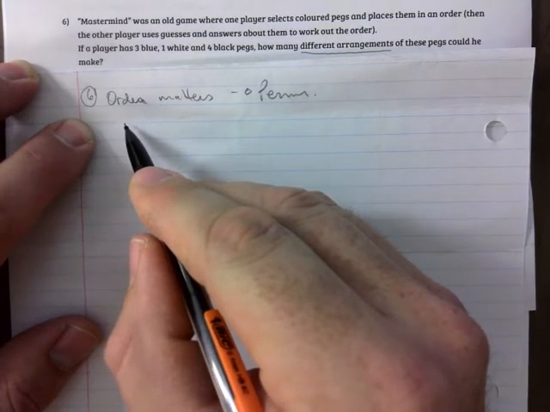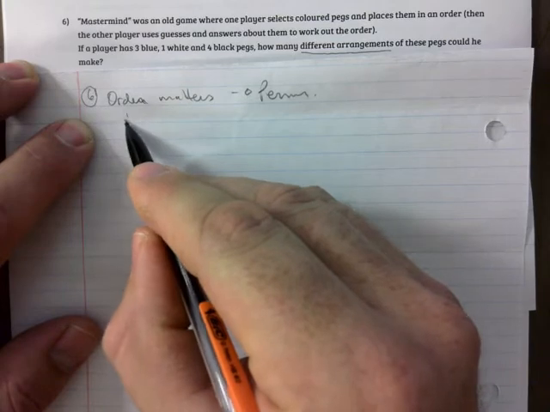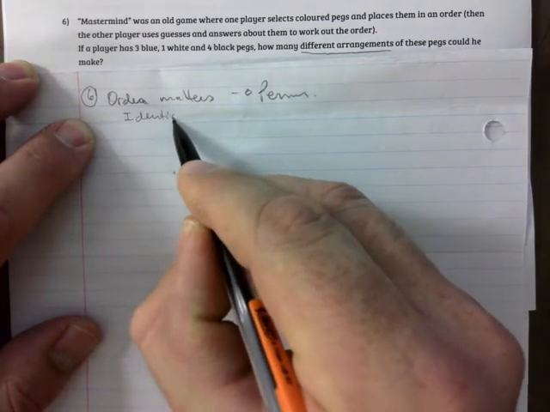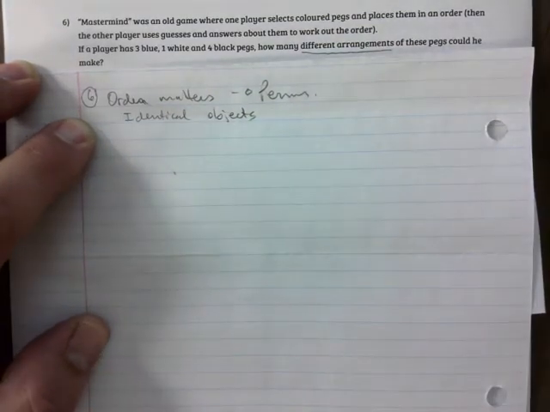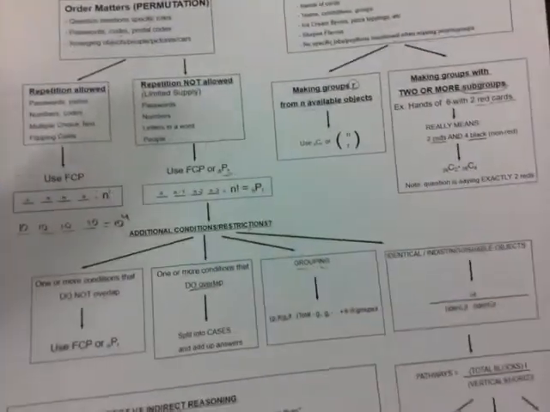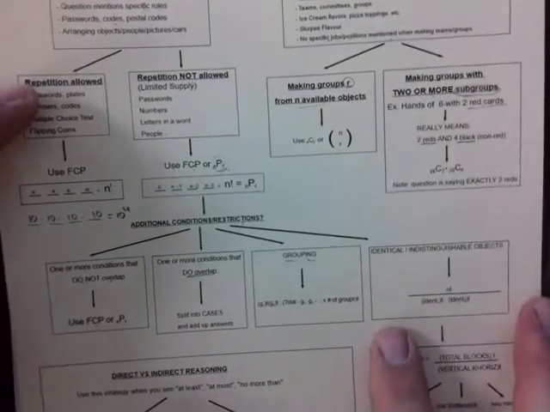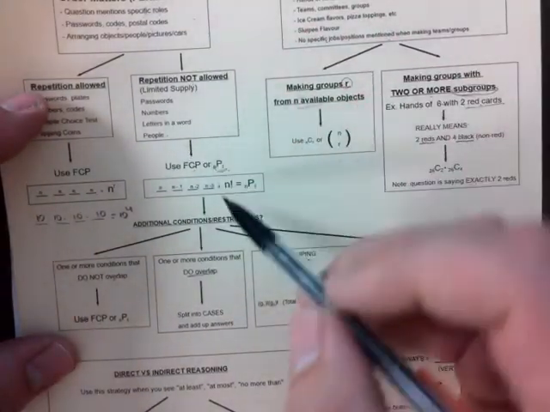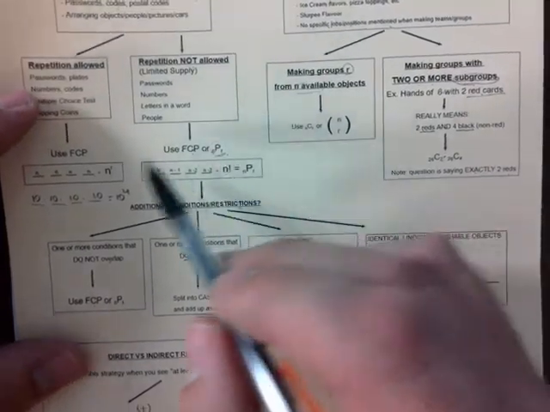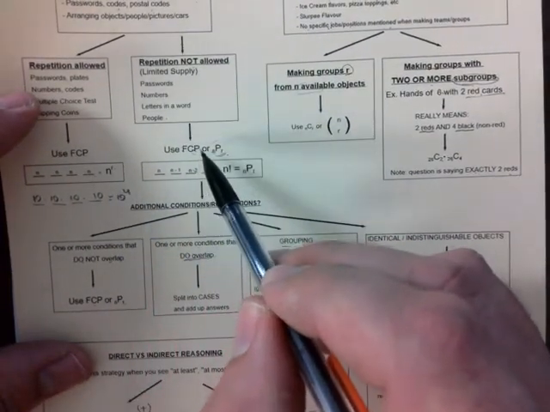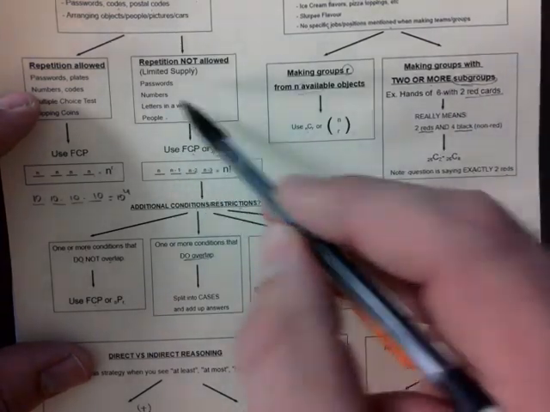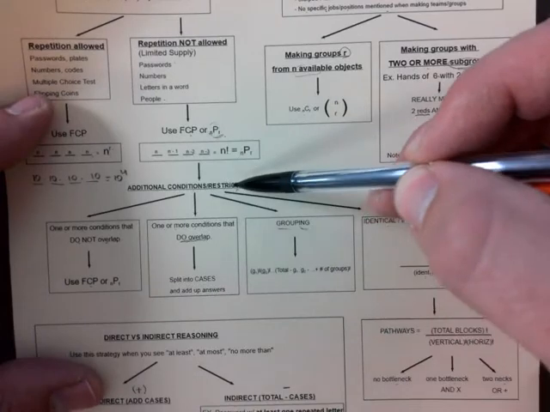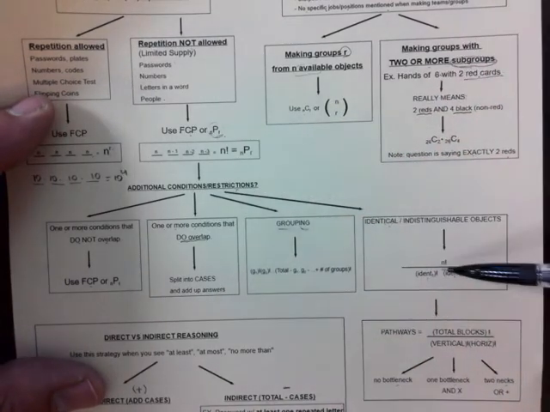But what else do you notice? Identical objects. I'm trying to sell the product that I made, right? But it's definitely a permutation. One of these pegs, you can't use it over and over. If you use a peg, you're down one, so no repetition is allowed. And then here would be the identical objects, right? You're in this scenario right here.